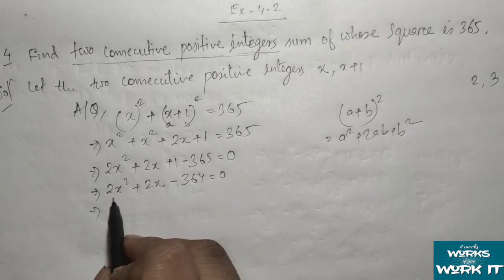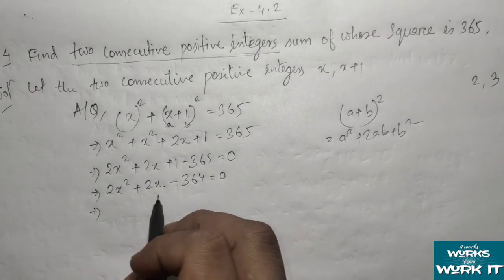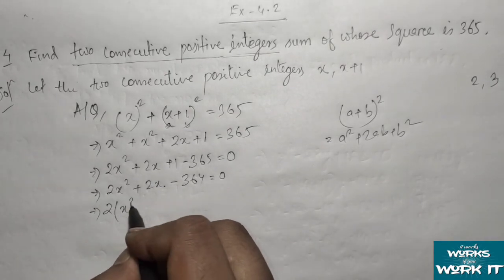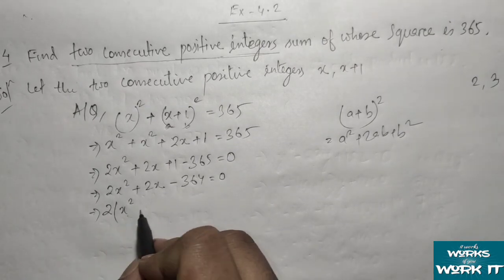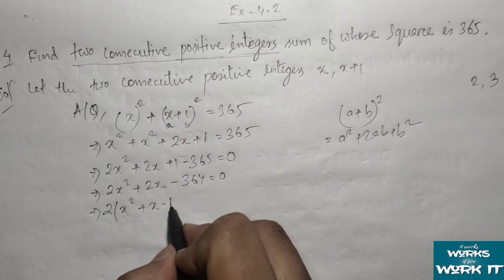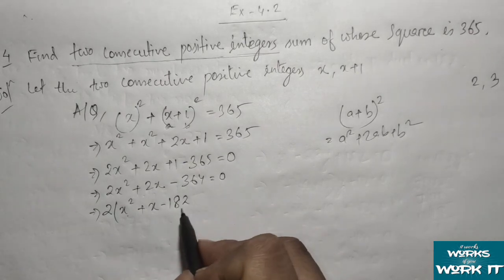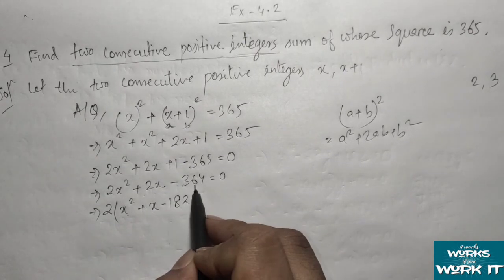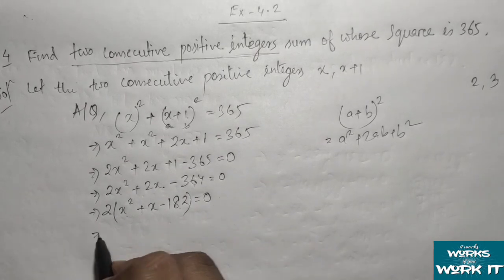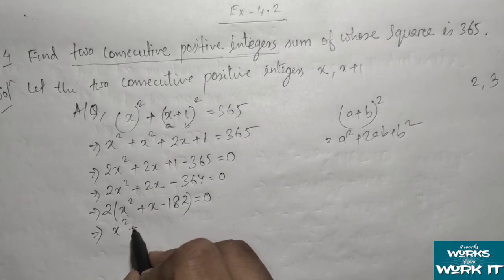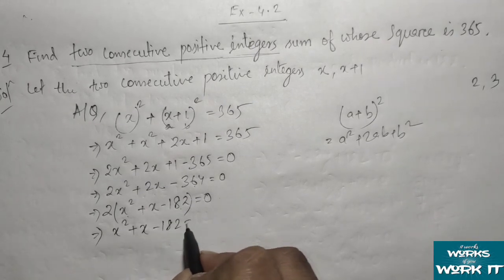Now from these three terms, we can take the common factor 2. So it will be 2 common, and then what will remain is x square plus x minus 182. Okay, 2 into 182 gives us 364, equal to 0. Now sending this 2 with the 0, it will become 0. So our equation will be x square plus x minus 182 equal to 0.